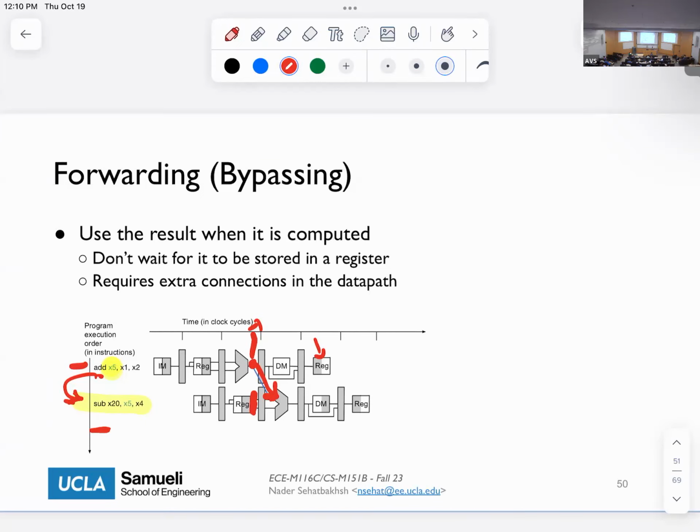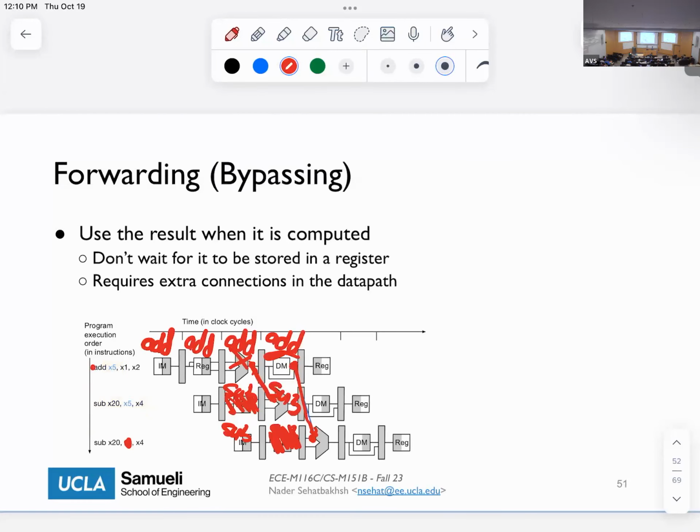Because basically what is happening here is that this sub instruction is reading the register file, but since the register file hasn't been updated, I'm not reading the correct value here, right? So whatever value I read here, I need to replace that value with the correct value that's being forwarded by the previous instruction. So I literally have a wire that's connected from the outcome of the ALU to the input of the ALU.